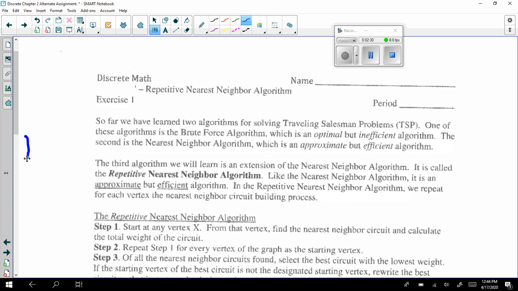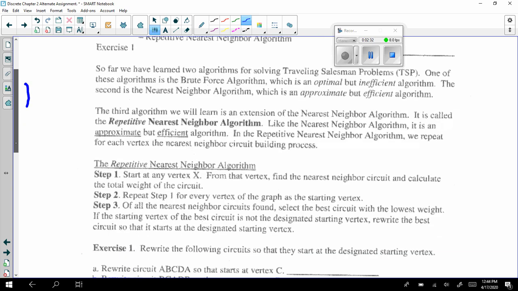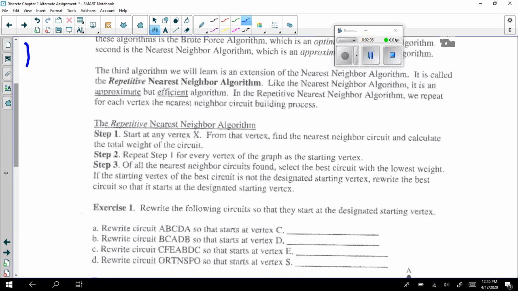So what you're going to do is start at any vertex. Then from that vertex, you're going to apply the nearest neighbor technique. And then you redo that for every vertex on the graph. Of all the nearest neighbor circuits found, you're going to select the best circuit with the lowest weight. If the starting vertex of the best circuit is not designated as the starting vertex, you can rewrite the circuit.